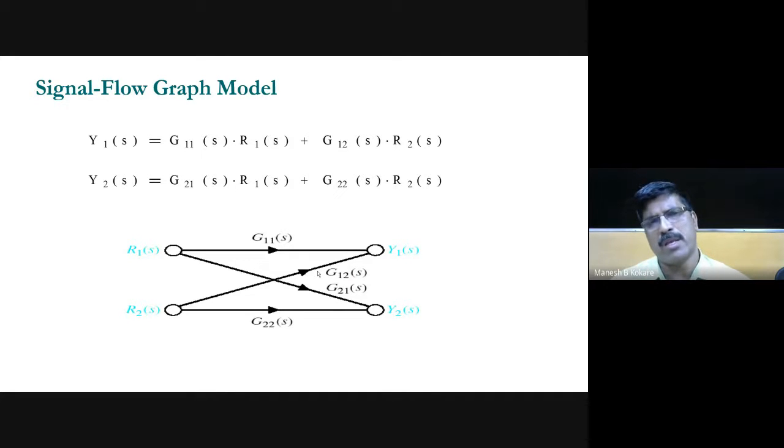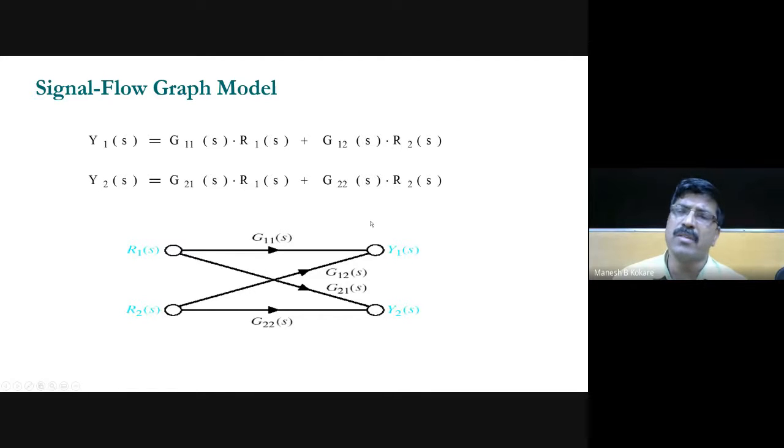Now see another example. Here I have shown a mathematical equation: y1 of s is equal to z11 of s into r1 of s, and so on. Here y1, r1 and r2 are the variables, whereas z11 and z12 are constants, which we call gains. Now this can be represented as a signal flow graph. There are two equations, so there will be two outputs: y1 is one output and y2 is another output. r1 and r2 are the two inputs: r1 is one input and r2 is another input. Generally input terminals are taken on the left side and output terminals on the right side, so the input node is on the left and the output node is on the right.